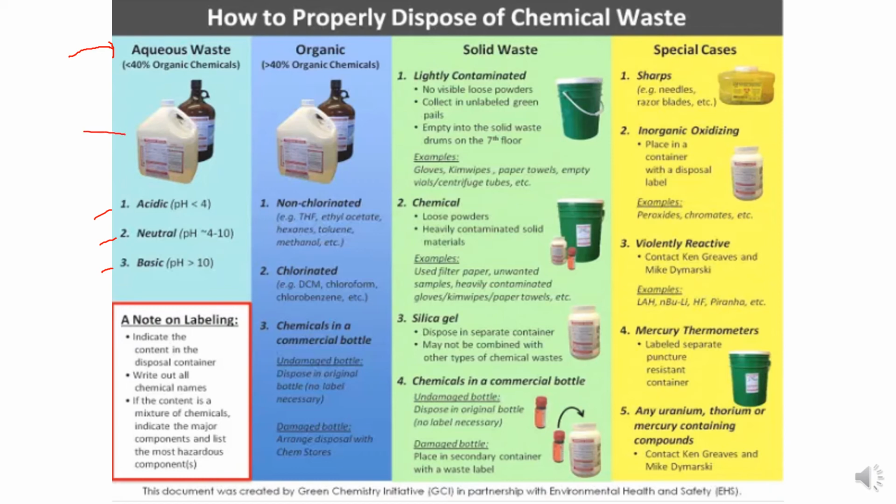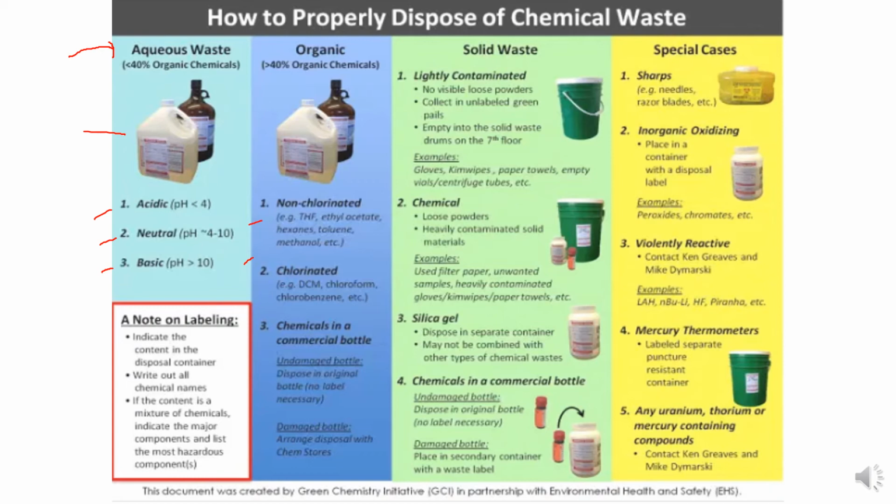The second one is organic waste. For example, waste that has more than 40% organic chemicals. These can be non-chlorinated or chlorinated, and they are segregated into chemicals kept in commercial bottles. So they can also fall under organic waste.